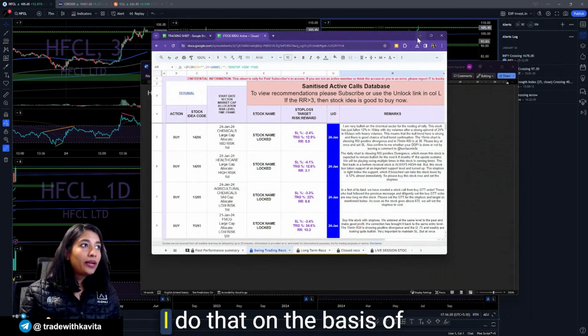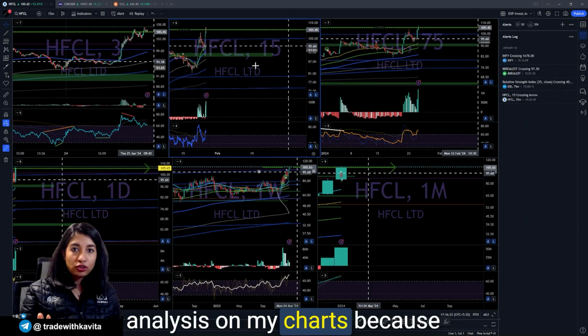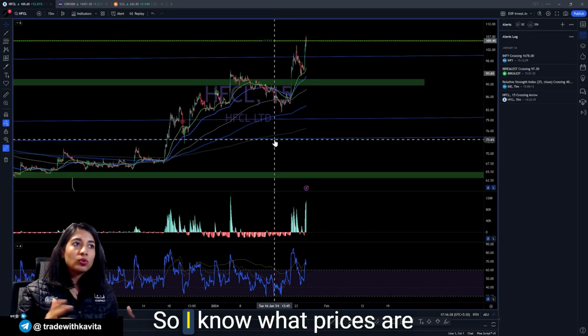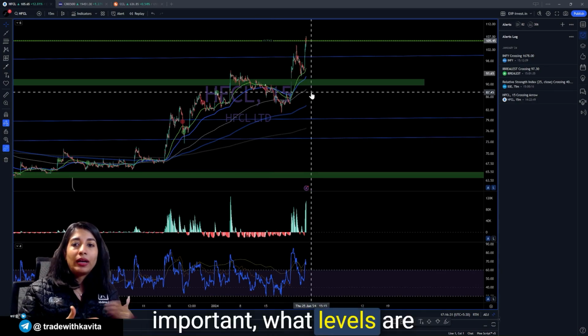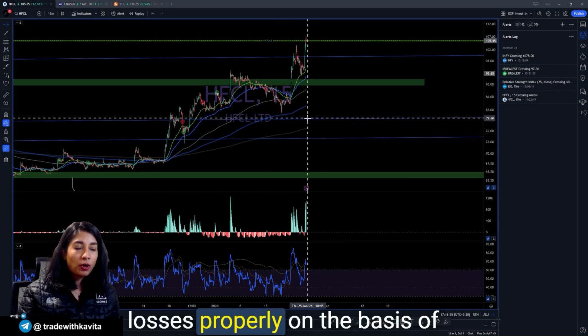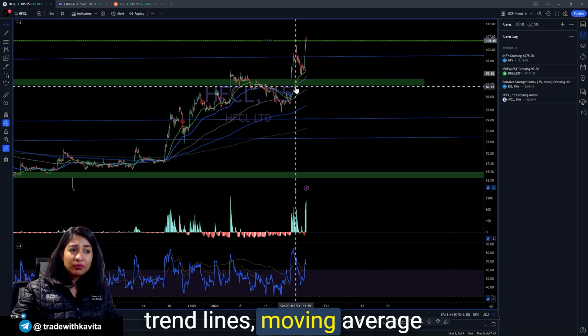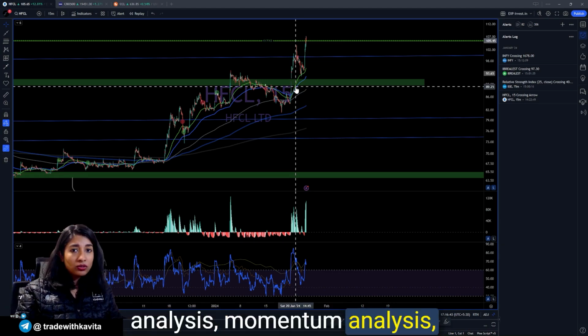So how do I do that? I do that on the basis of analysis on my charts, because I'm a technical analyst. I've been doing this for the past 12 years. So I know what prices are important, what levels are important, and how to set stop losses properly on the basis of important price levels, green zone, support resistance zones, trend lines, moving average analysis, momentum analysis, and a combination of all those things.